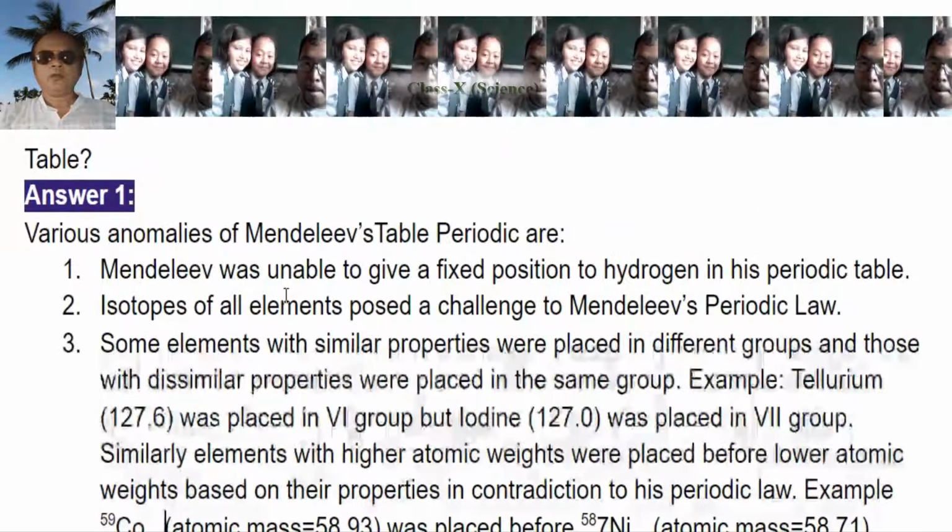So, the various anomalies of Mendeleev's periodic table are: Mendeleev was unable to give a fixed position to hydrogen in his periodic table. Isotopes of all elements posed a challenge to Mendeleev's periodic law. At that time, isotopes were not discovered. That is why it posed a challenge to Mendeleev's periodic law.